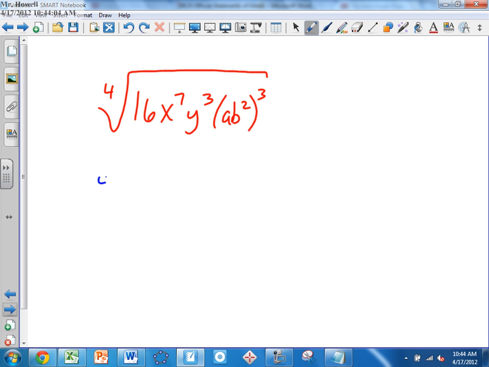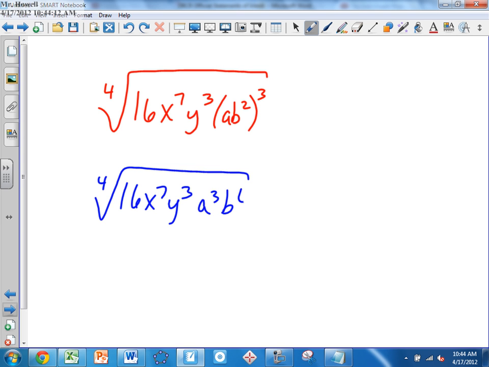So let's write the beginning part the same way. I'm going to ignore that for a minute. We'll get to that in a sec. And I'm going to write this as a to the 3rd, b to the 6th. Again, why am I doing that? I'm distributing this 3 to both of these terms here. And the reason I'm doing that is so now I can see what I have to break a and b up into to make this problem easier for me. Now again, my goal is to break this up into 2 parts. One part which can be reduced, and one part which cannot be reduced.